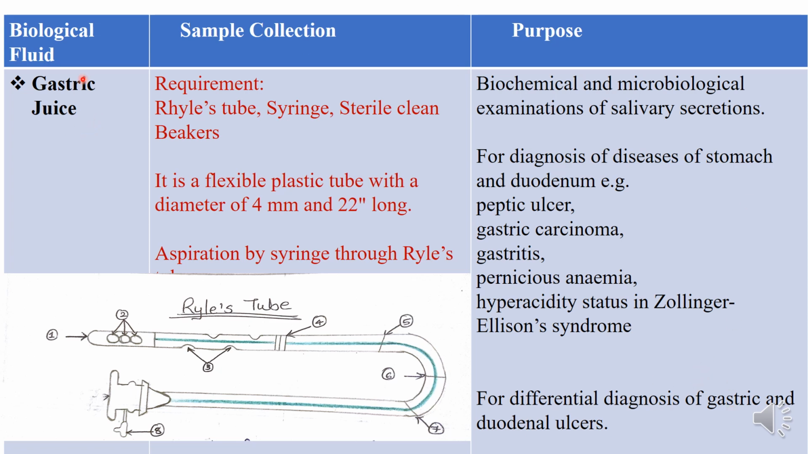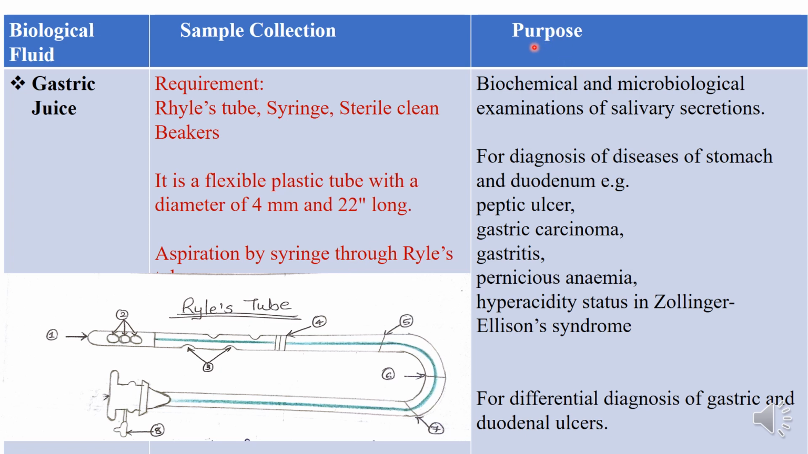Now the fourth body fluid that we are going to discuss is the gastric juice. In order to collect gastric juice, we need Ryle's tube, syringe, and sterile and clean beakers. Now what is Ryle's tube? Ryle's tube is a flexible plastic tube with a diameter of 4 mm and it is 22 inches long. The aspiration of the gastric juice is done by a syringe through the Ryle's tube from this end. So we also need a syringe for the collection of gastric juice along with the Ryle's tube.